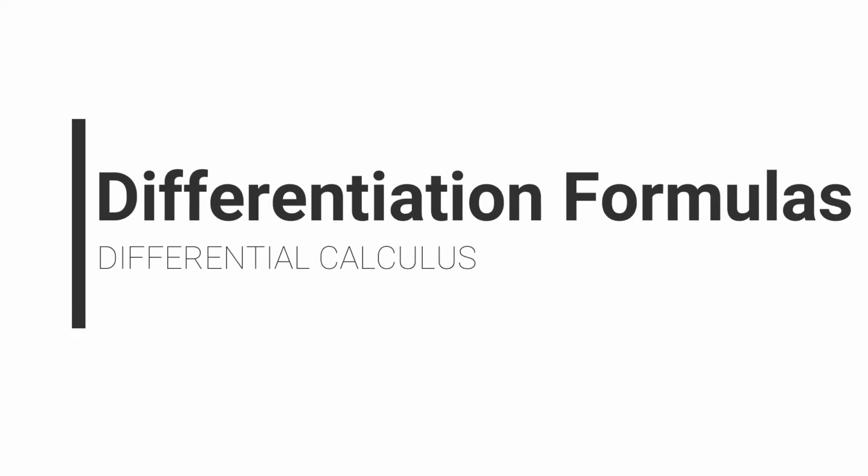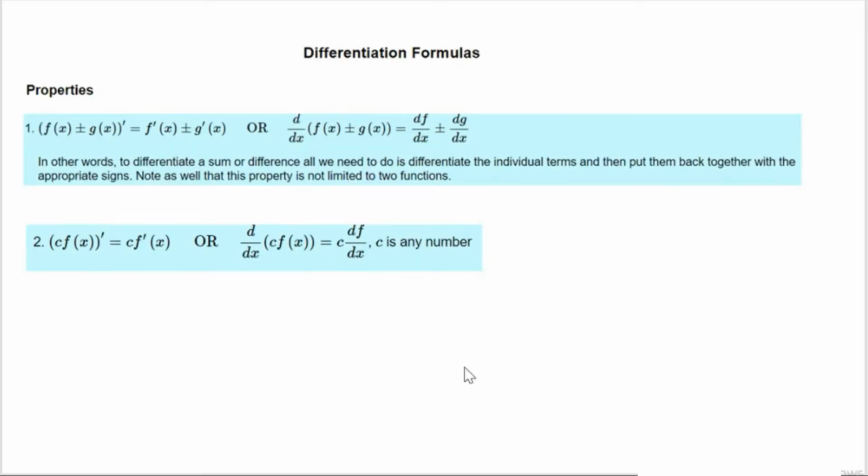Today, we're going to discuss differentiation formulas. So let's start with the properties. Number one, it is the derivative of the sum and difference of two functions. It can be written as the quantity of f of x plus or minus g of x, then prime. The prime there is the notation for taking the derivative, or we can solve that by taking the derivative of each term. So we can write it now as f prime of x plus or minus g prime of x.